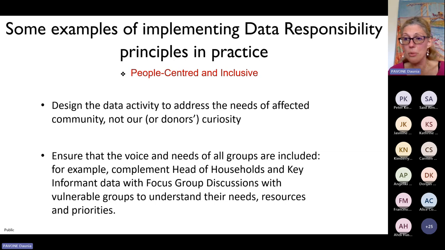Thank you so much, both Berluse and Angeliki, for that. Ensure that the voice and needs of all groups are included. For example, what I said before, complement head of households and key informants data with focus group discussions with vulnerable groups to understand their needs, resources, and priorities.